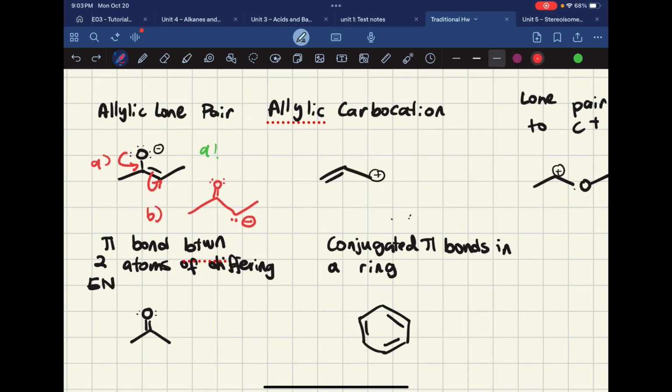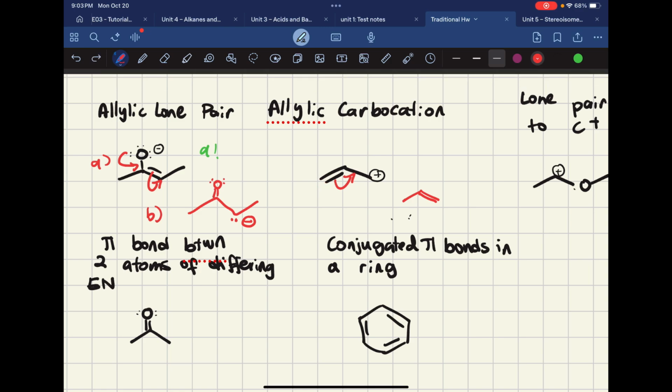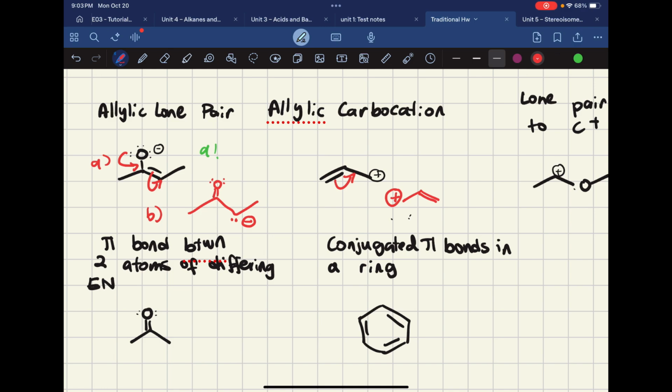So what is going to happen is this double bond is just going to go and hop on here instead. That's it. It's just going to hop on there. And now what we're going to end up with is something that looks like this, right? But one thing you have to remember is that this carbon has now lost a set of electrons. So this carbon is now going to become positive.